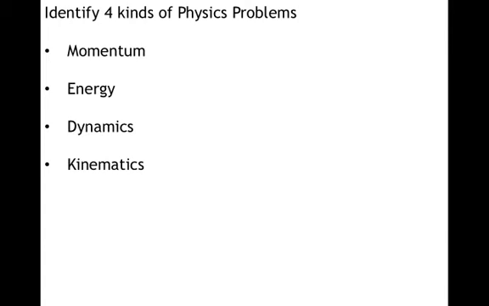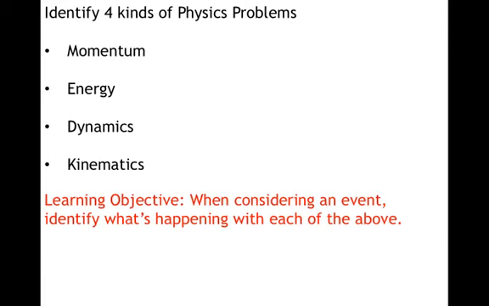We're going to do it differently. We're going to start by identifying first the 4 different kinds of problems and then develop that step by step to a full picture of mechanics. Okay, so your learning objective is, when you're looking at an event, can you identify what's happening with each of the above: the momentum, the energy, the dynamics, and the kinematics? Okay, so what are they?